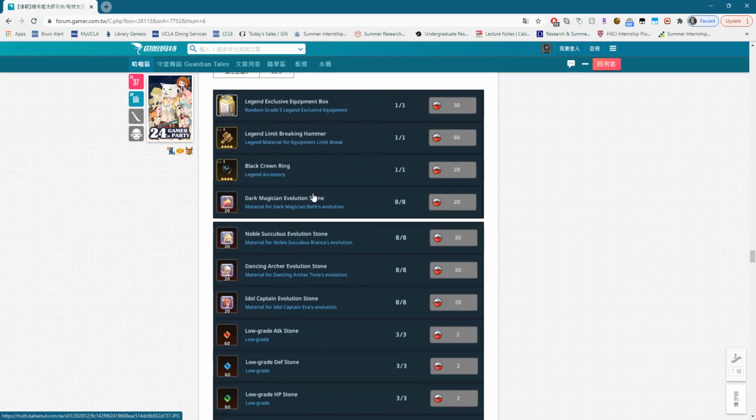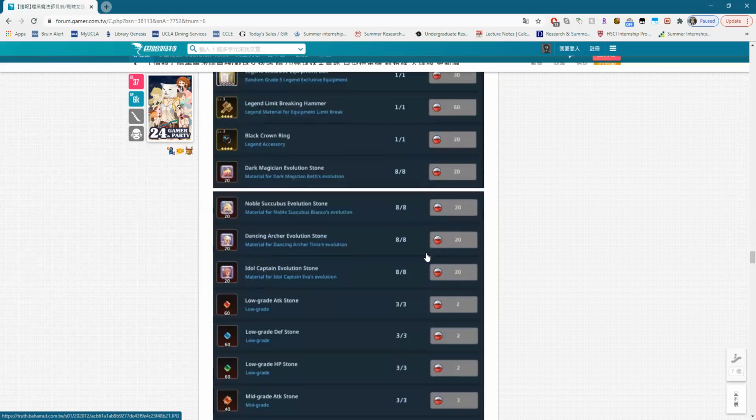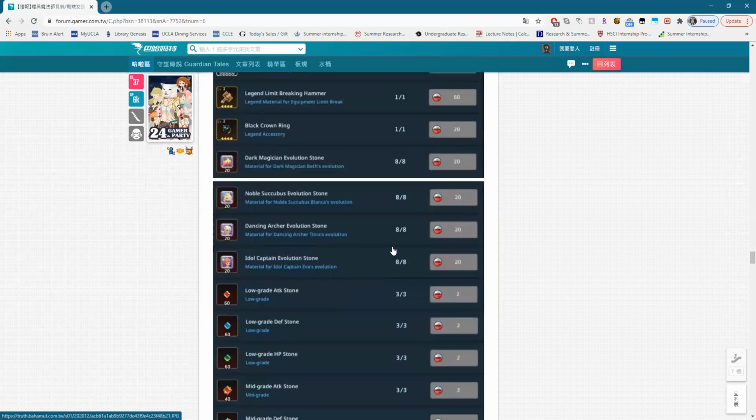And this one is pretty much useless. You probably get it when you're summoning for weapons. So it sends for 20. You'd rather get 20 Evolution Stones, which takes so much stamina to farm, about 100 stamina to actually farm this. So it's always okay. And if you have the character, probably go for the stones of that character.